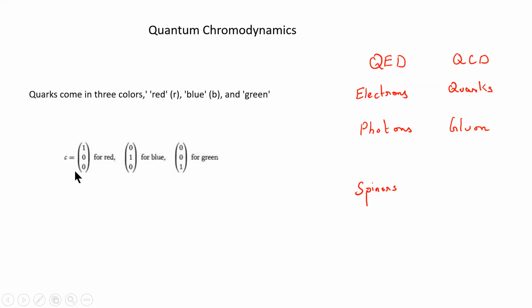So we're going to introduce another vector here, a column vector. So for red, blue, and green. So this is important. So here we have, in addition to spin, we have color. So this has to be incorporated in the mathematics. Okay, so that is what we are doing here.